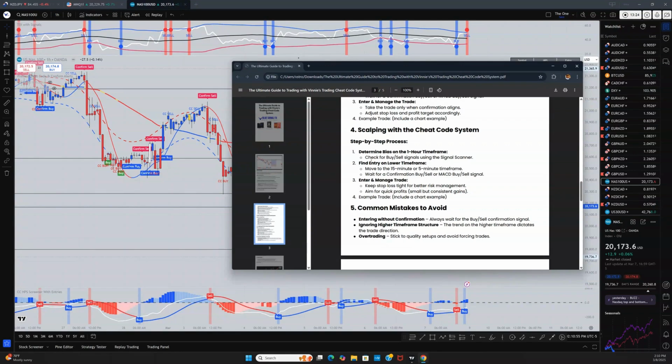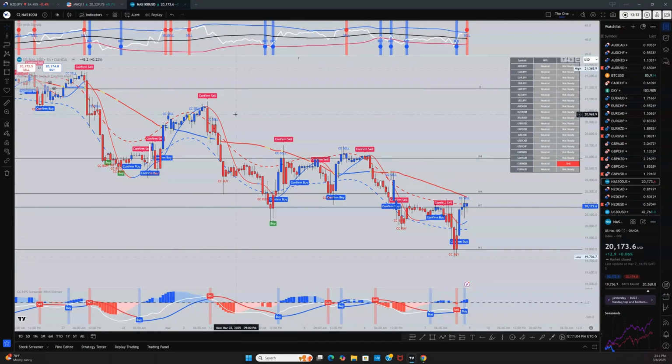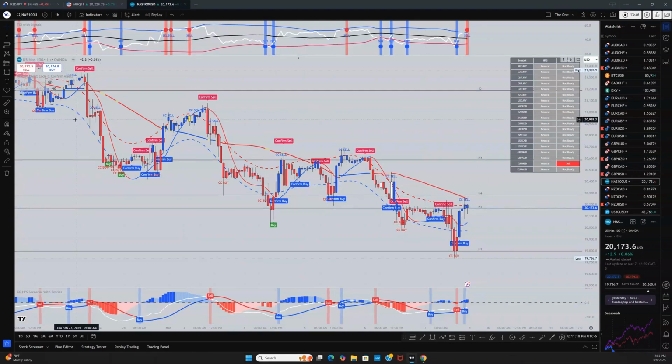So how do we determine our bias? Check for buy or sell signals using the signal scanner, okay? So to determine our bias, there's two ways we can do this. We can look to see if price is below the 47 moving average here, which it is. That means our bias would be to sell, okay? Because price is below, so we should be looking for sell opportunities.